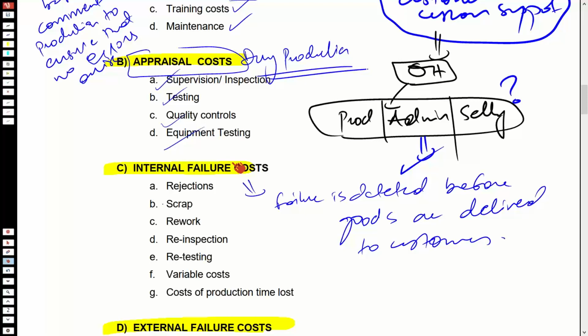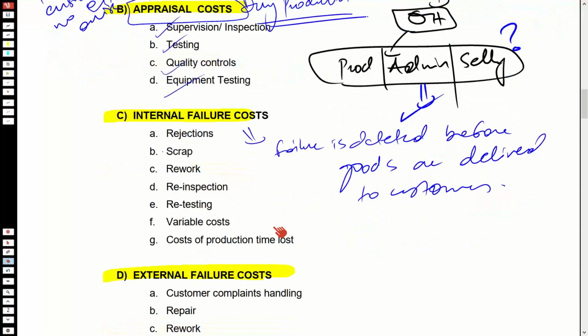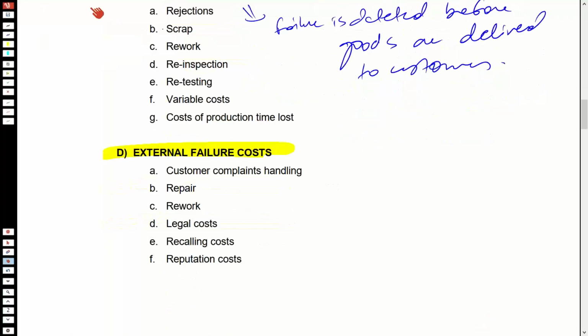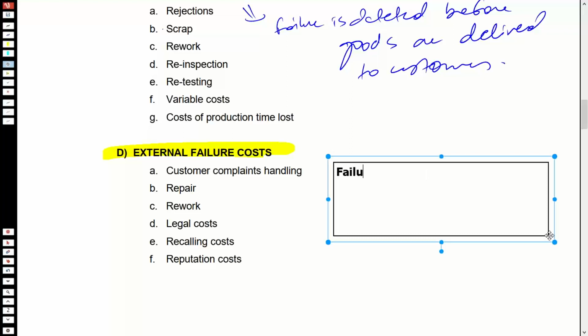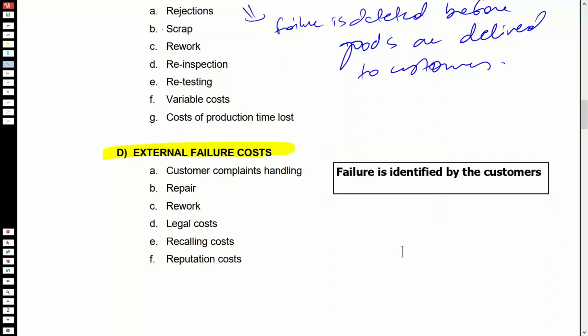Okay, let's move a bit forward and discuss further. There's lastly the external failure. What exactly do you mean by external failure? The external failure means that the failure is detected or identified by the customer. So all those costs which are incurred once the failure has been detected or identified by the customer are going to be considered as your external failure costs.